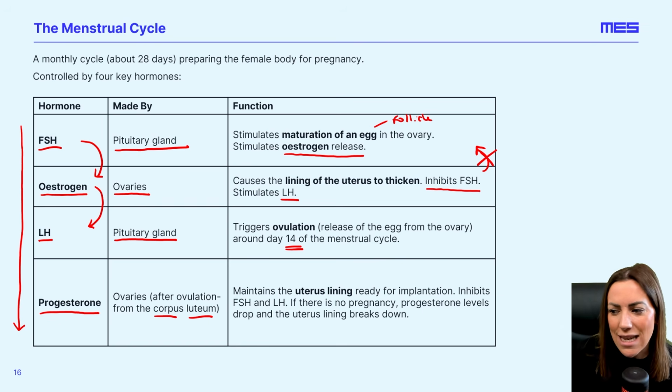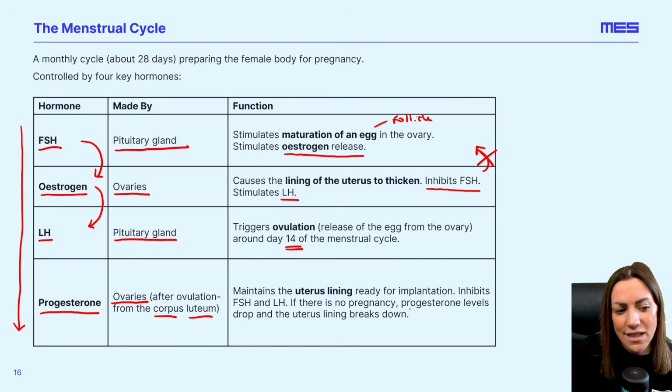But for GCSE, you can just say progesterone is released from the ovaries. It maintains the thick uterus lining, ready for implantation if the egg cell is fertilized by a sperm cell. It also inhibits both FSH and LH because you don't want multiple eggs maturing or multiple eggs being released from the ovaries.